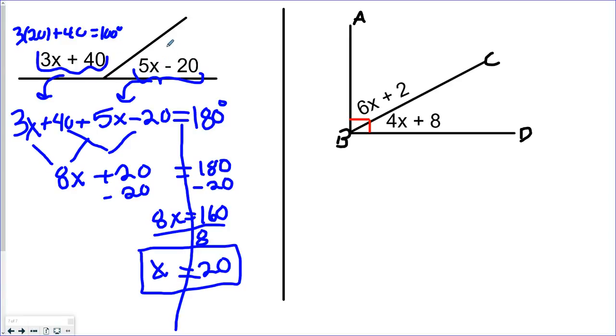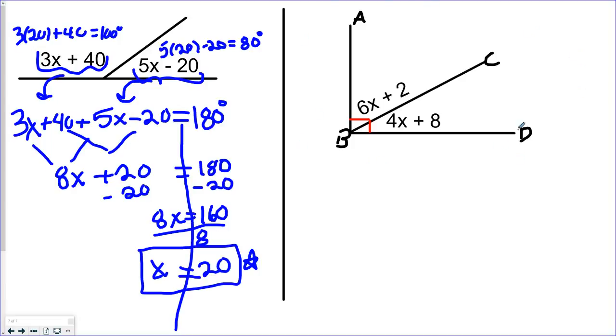This angle isn't 20. This angle is 5 times my x, which I know is 20, minus 20. 5 times 20 is 100, minus 20 is 80. So that angle is 80 degrees. So when you have adjacent angles, you have to be very careful on whether they're asking you to find the variable, in which case you can stop right here, because you found the variable, or whether they're asking you to find the missing angles, in which case you have to use your answer and go back up to the original problem and solve for those two missing angles that are still there.